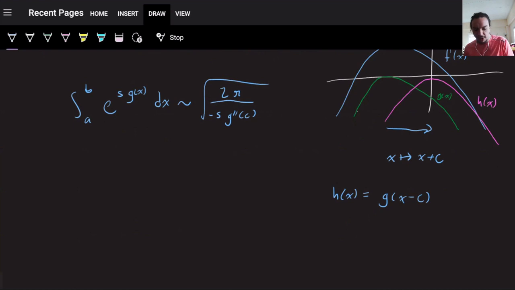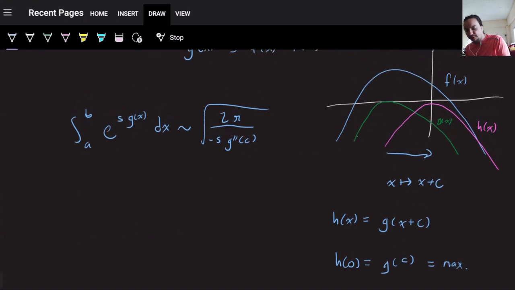right. So now at h equals 0, you're going to get g of, this isn't what I want. What I want is x plus c. Okay, there. When I do h of 0, you're going to get g of c, which is just equal to the max. Okay, so I'm just shifting things so that now the max is at 0, 0.